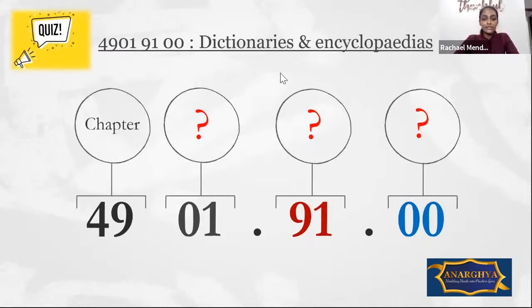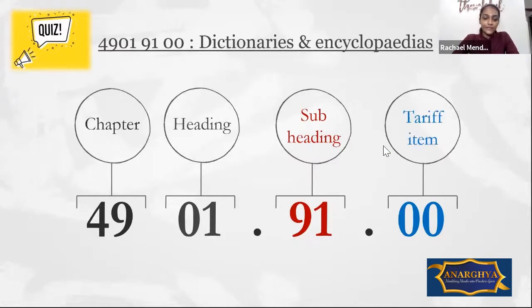The next two digits, 01, the heading, that's right. And the next two digits, 91, would be subheading, that's correct. And the last two digits, 00, would be the tariff item. Yeah, thank you so much.